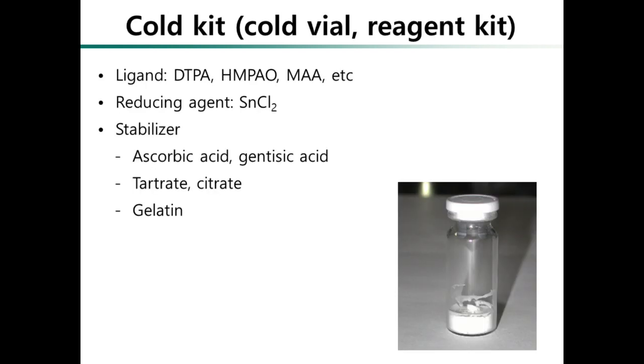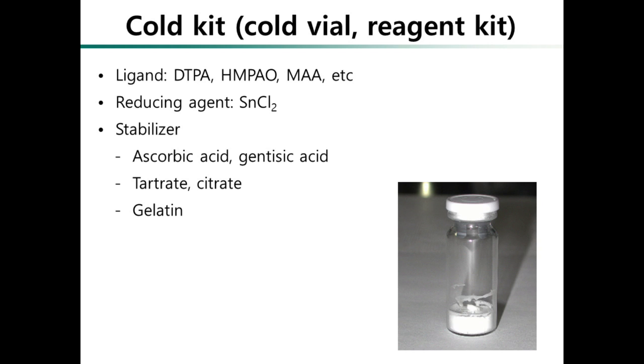After the invention of the technetium generator in the early 70s, many chemists and radiochemists tried to make labeling kits. So they could make all the different kinds of labeling kits, including DTPA or HDP or MAA or any other kinds of things they can make.